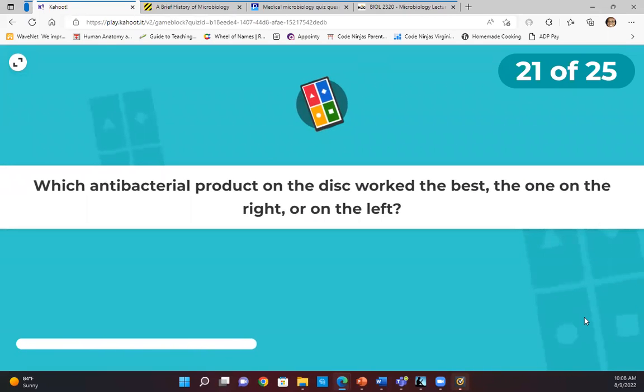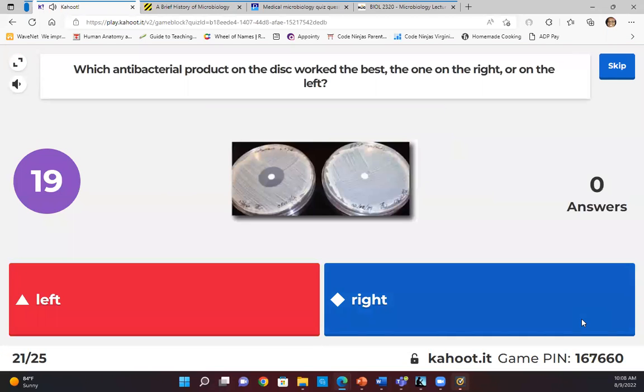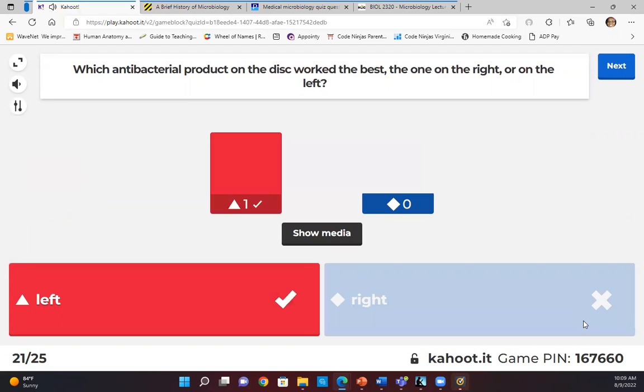All right, question 21. Which antibacterial product on the disc worked best? The one on the right or the left? So this is a petri dish. So which one is actually the most effective against bacteria? And it's going to be one.